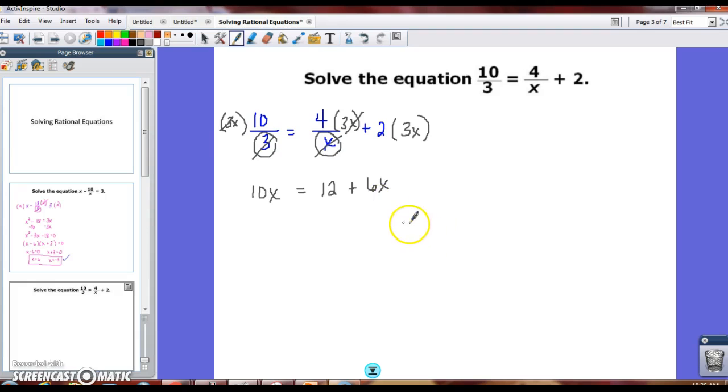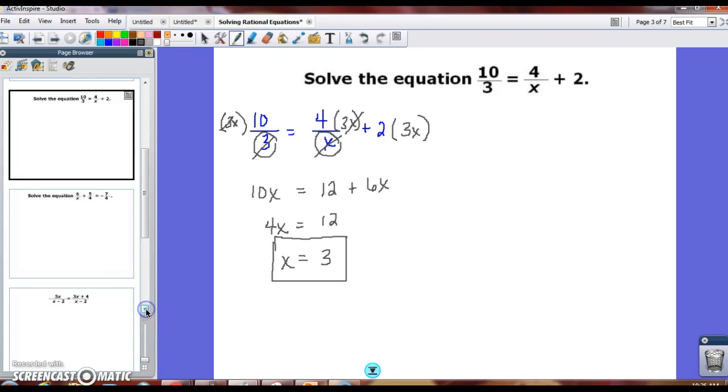Now this is a very easy equation to solve, right? Subtract 6x from both sides. You end up with 4x is 12, and x comes out to be 3. Make sure you check back in the original. It does not make that denominator 0. So we're good, and that is our answer. Okay, so it is very straightforward to do. It's just some of the problems are a little bit more complicated than others.